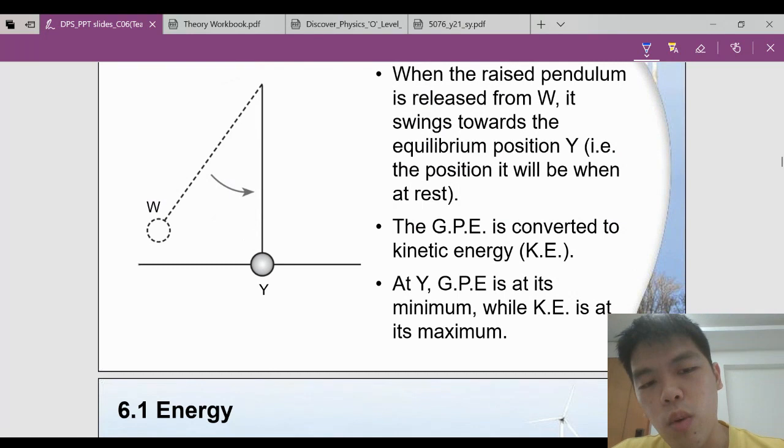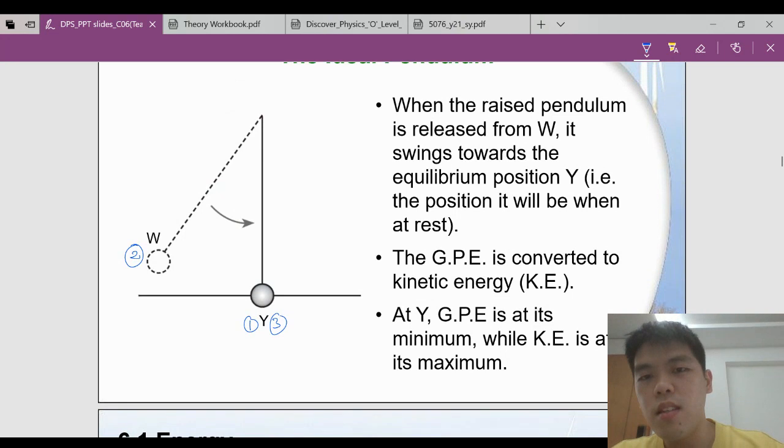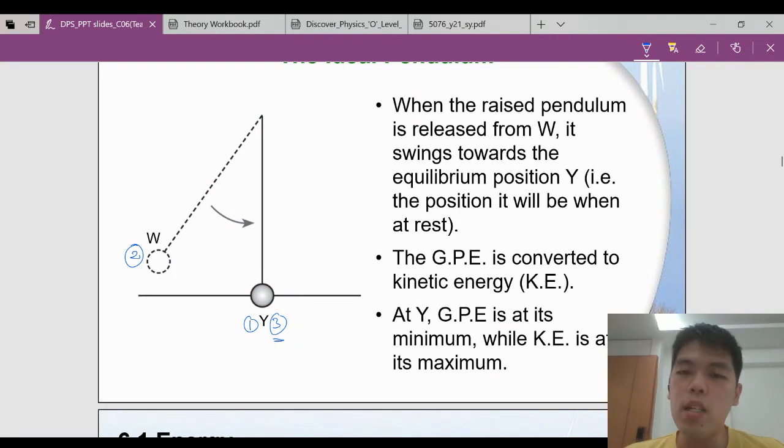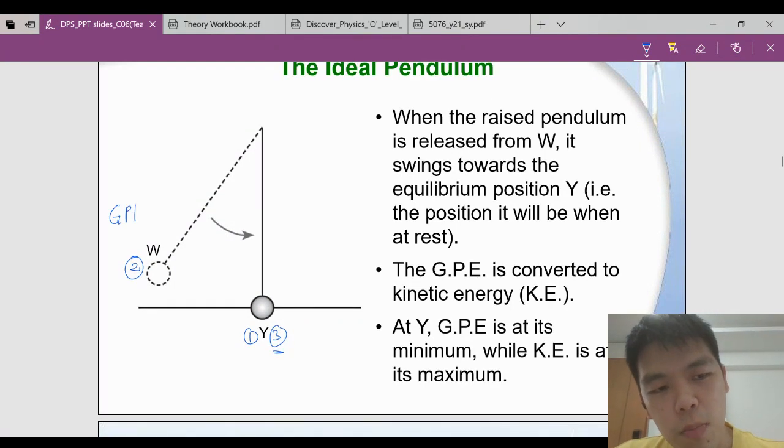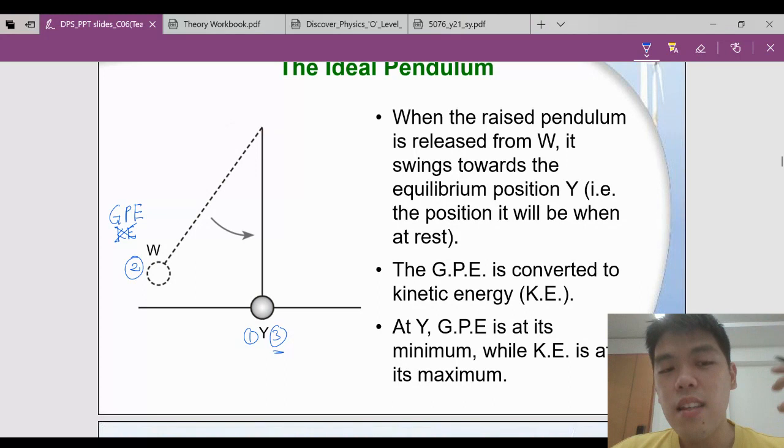Next, so 1, it went to 2, and then it comes back to 3. When the pendulum is raised and released from W, it swings back towards Y. This is where it's at point 3, which is the original position when it was at rest. At W, just now we mentioned, it has GPE. Does it have KE? No KE, because it is stationary, being released from there. It only has GPE.